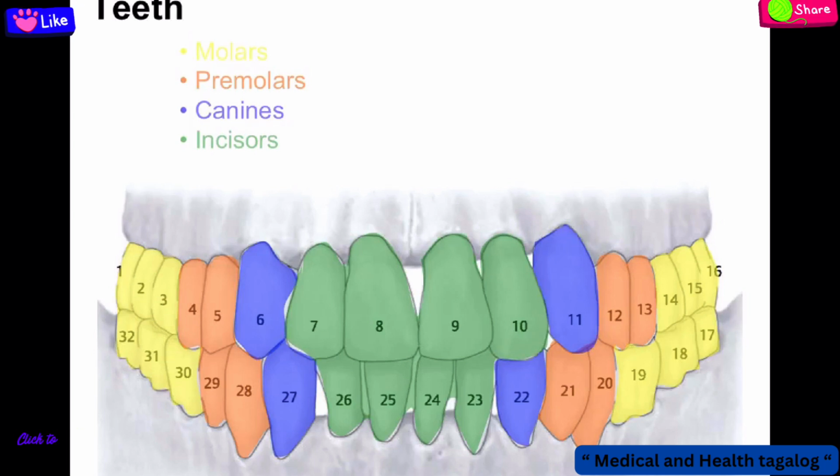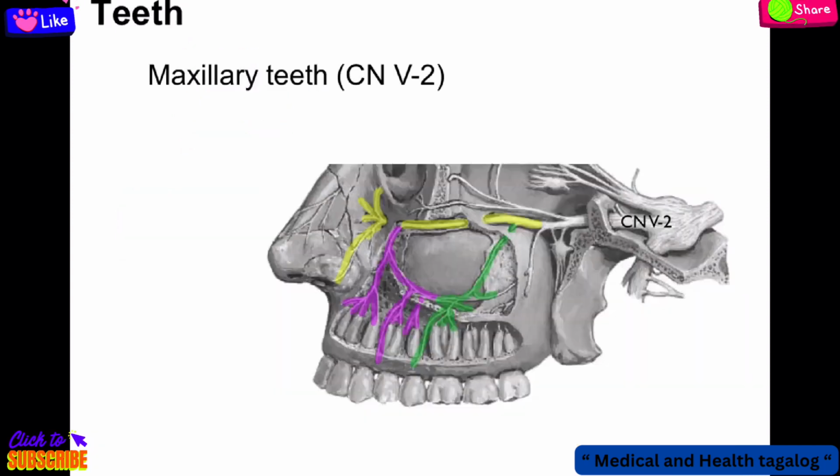Now, our molars and premolars are for grinding, and then the canines are for ripping, as are the incisors, for cutting food. And so our molars 1, 16, 17, and 32 are known as the wisdom teeth because they're usually the last ones to come in.